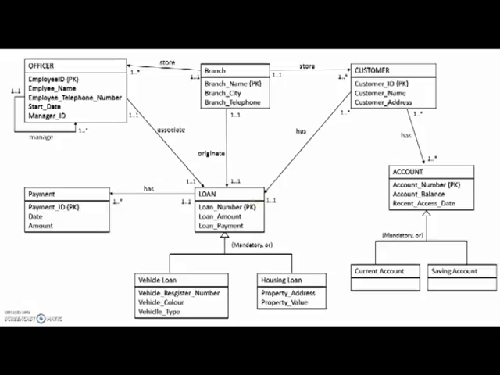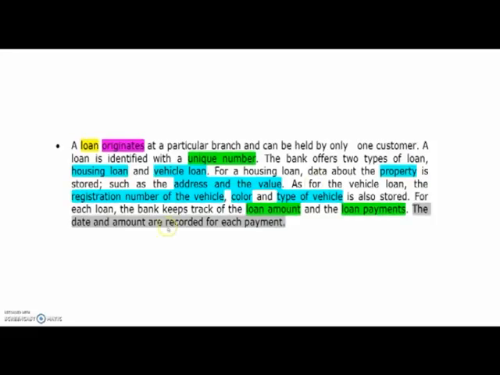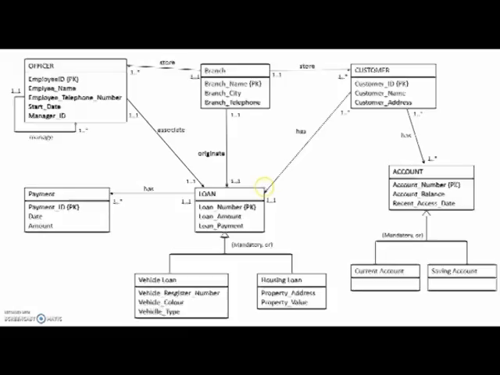So we haven't done yet. The last sentence is that for each loan, the bank keeps track of the loan amount and the loan payment. The loan amount and loan payment are its attributes. So the date and amount are recorded for each payment, which means that we need to create another entity, but this is a weak entity, payment.